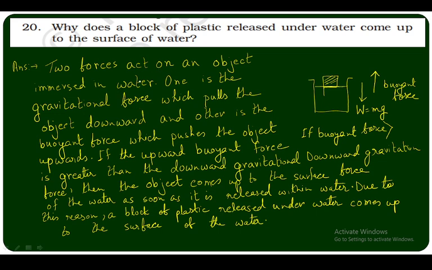Let us explain again. Two forces act on an object immersed in water. One is the gravitational force which pulls the object downward, and the other is the buoyant force which pushes the object upward. If the upward buoyant force is greater than the downward gravitational force, then the object comes up to the surface of the water as soon as it is released within water. Due to this reason, a block of plastic released under water comes up to the surface of the water.